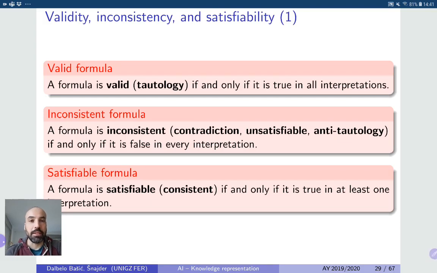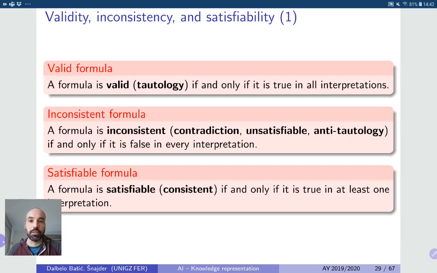The basic terms that need to be defined when we talk about semantics are validity, inconsistency, and satisfiability. A formula is valid if and only if it is true in all interpretations. So now think of a formula and its 2 to the power of n interpretations, and you would be able to list all these interpretations in a truth table, enumerating all the combinations.